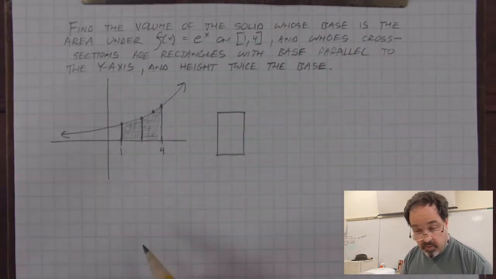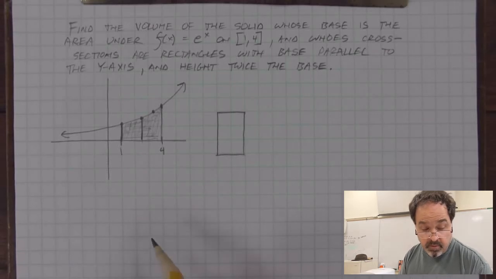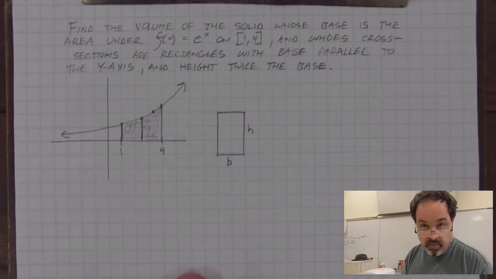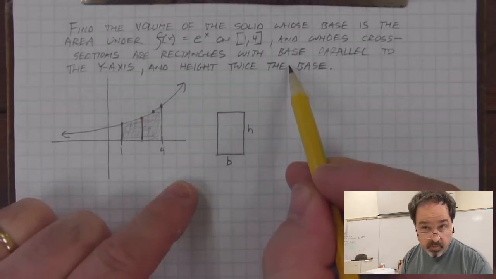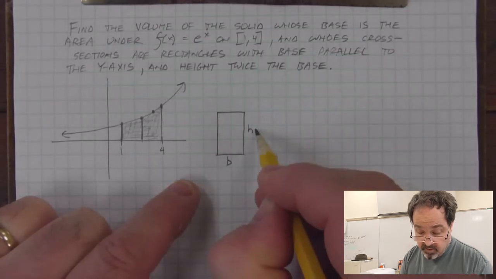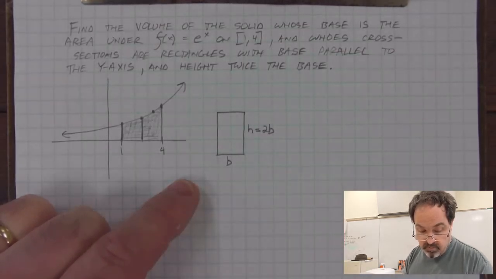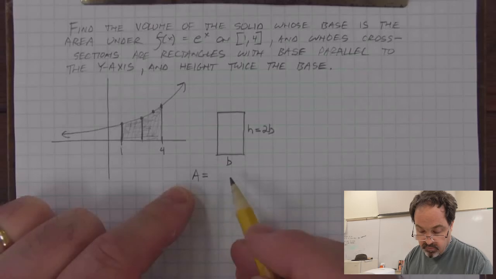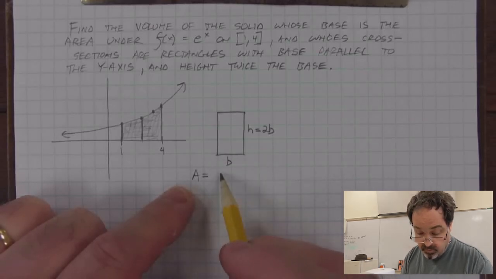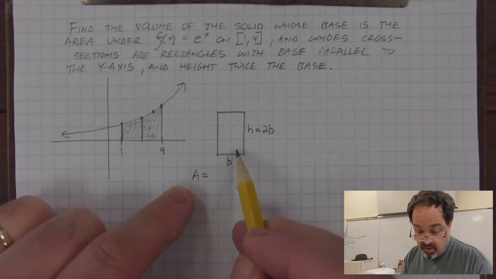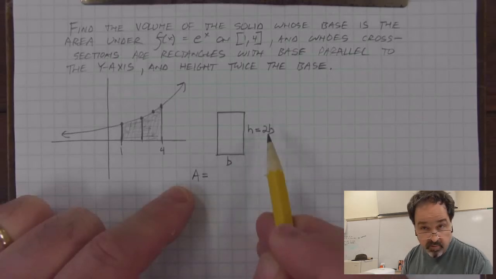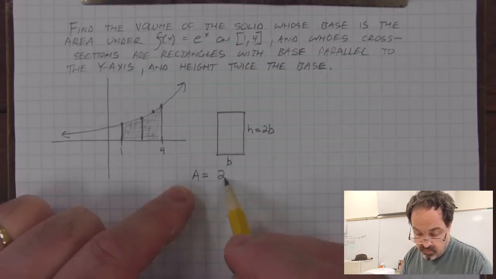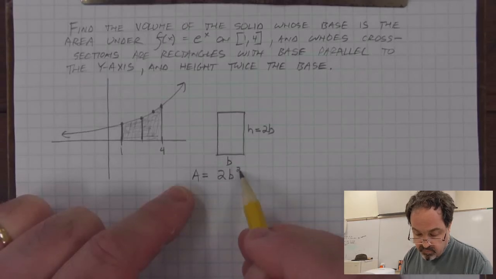Every time I'm going to be adding up the area of a rectangle. And the area of a rectangle is base times height. But we know something from the wording of the problem about the relationship of height and base. The height is always twice the base. So the area of this rectangle is going to be the base of the rectangle, which I've labeled B, times the height, which is twice that B value, which means that if I multiply these, then the area is going to be 2 times its base squared.